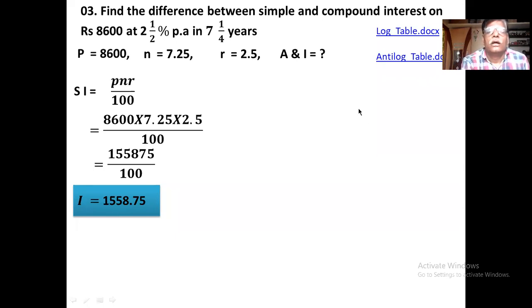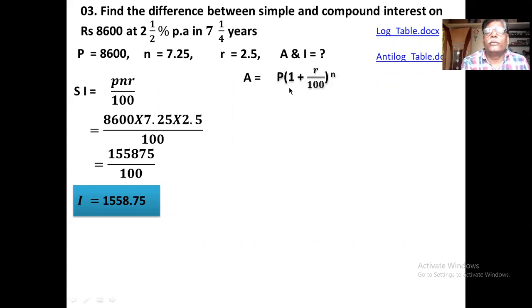And if you calculate compound interest, it is advised to calculate the amount first. If they ask to calculate interest, you calculate the amount. From the amount, you deduct the principal, then you will get the interest. Remember this point. Don't directly calculate interest. Okay, so I'll calculate the amount here.